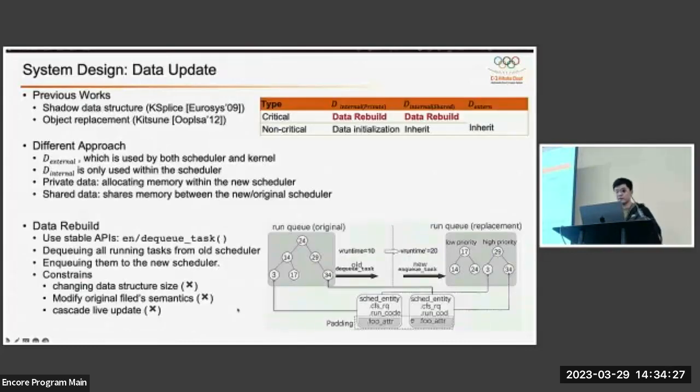Plug-skewed divides the data into external and internal according to usage scope and adopts different strategies as shown in the right table, inspired by the state migration processing in resetting the scheduling policy. Plug-skewed follows the three main principles of rebuilding to construct a state in the new scheduler.